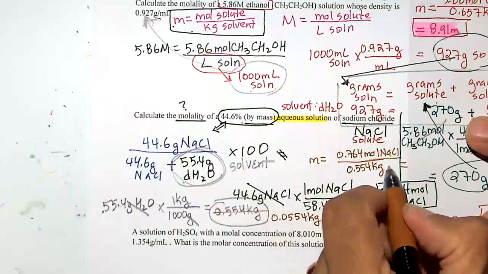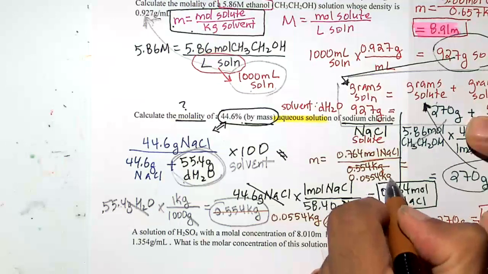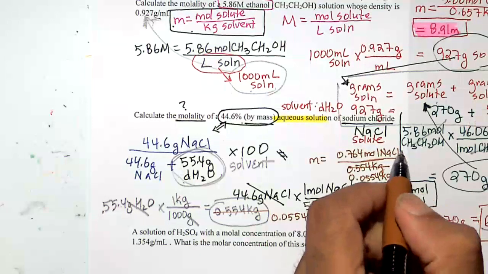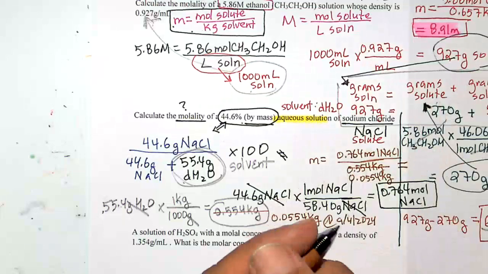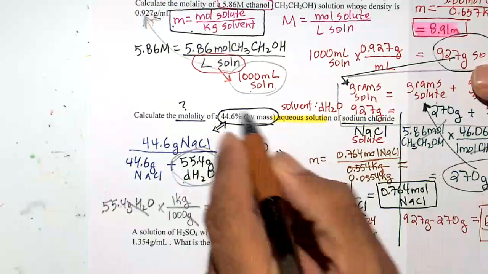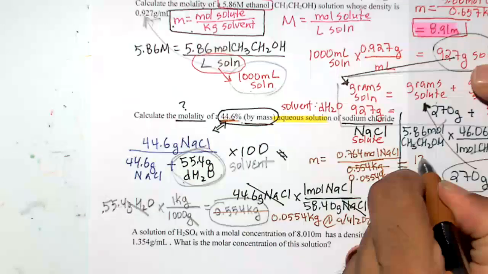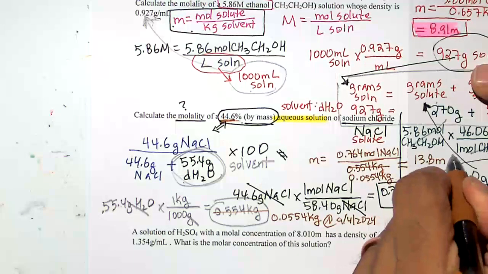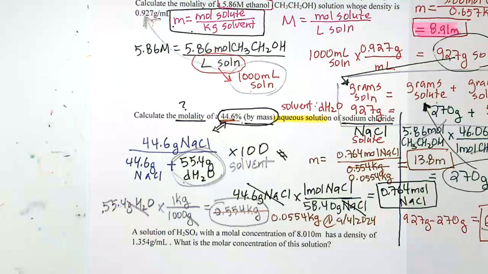So 0.764 divided by 0.0554 kilograms. Okay, what did you guys get for that? 13.8 or something around that? 14? 14, okay, 14, 13.8. I'll do 3 sig figs, so 13.8 lowercase m. So this is our answer.